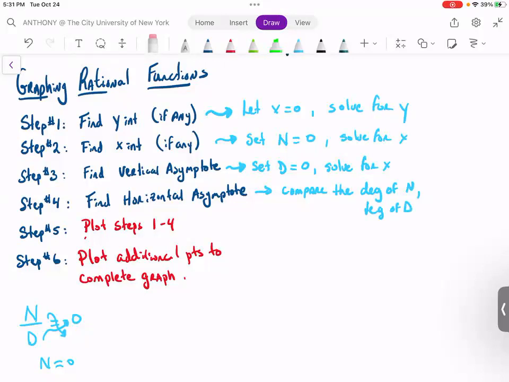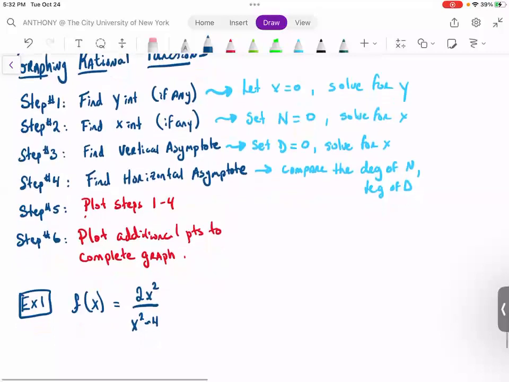Okay, so let's look at 2 examples, and I'll show you how this is being done. So here's example 1. Let's say we have the function f of x is equal to 2x squared over x squared minus 4. In this example, we're going to apply my 6-step process.